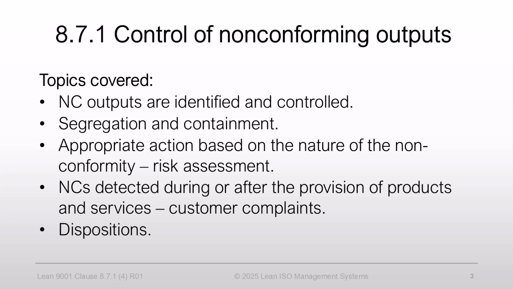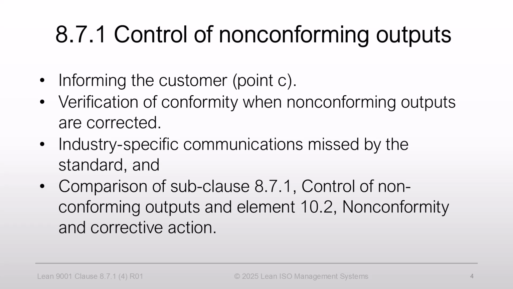In the previous videos, we discussed the identification of NC outputs, segregation, and containment actions based on the nature of the non-conformities, NCs detected during or after the provision of products and services, customer complaints, and dispositions. Today, we'll explore the remaining aspects of the clause: customer communications, verification of conformity when non-conforming outputs are corrected, communications not mentioned in the standard but required for particular industries, and comparison of clauses 8.7.1, control of non-conforming outputs, and element 10.2, non-conformity and corrective action.